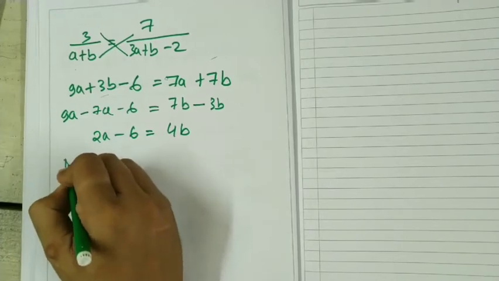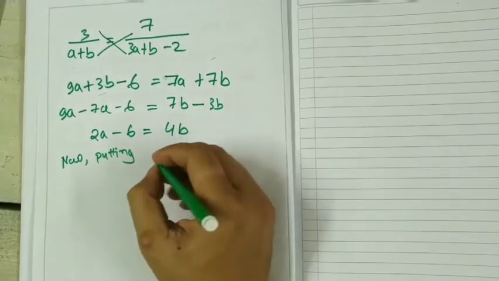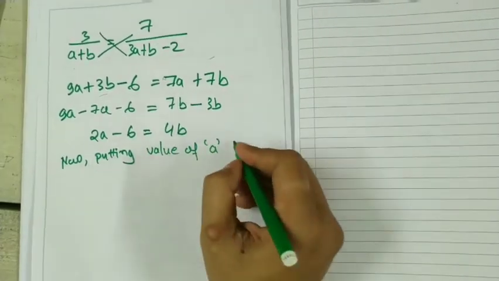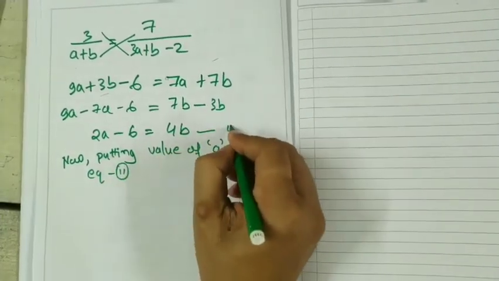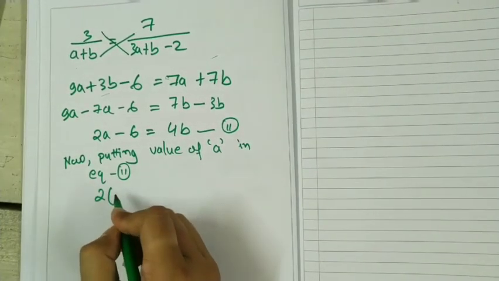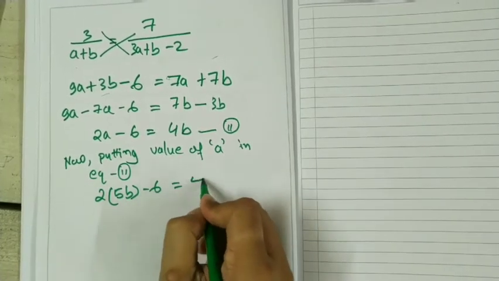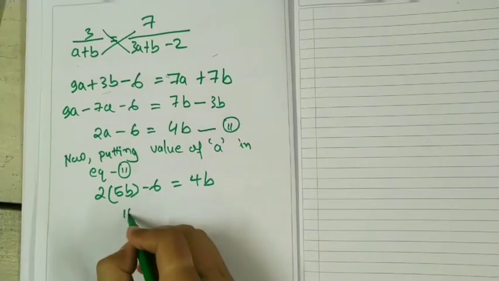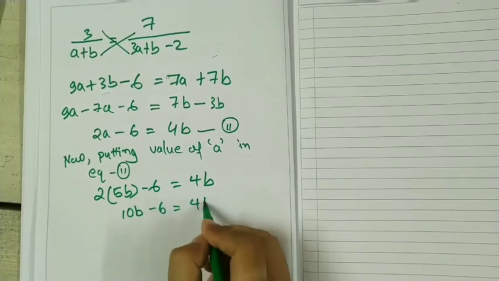So we'll write now, putting value of a in equation number 2. So here we can take this equation as equation number 2. So in place of a, we can write the value of a, that is 5b minus 6 is equal to 4b. Okay. So here 2 into 5b, that will be 10b minus 6 is equal to 4b.